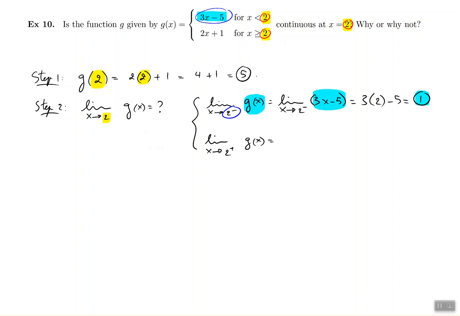If you already noticed that 5 and 1 are not the same, you can stop right here and say that the function is not continuous. You don't even have to do the second limit. But you know what? Let's pretend like we didn't notice that. Let's pretend like we didn't see it and go ahead and do the next one.